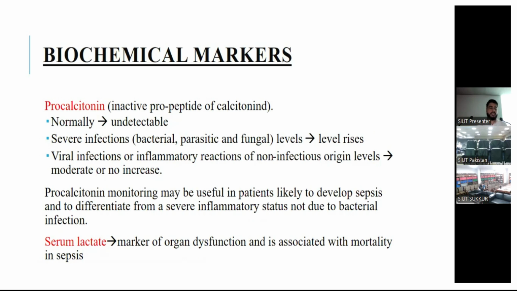Normally, procalcitonin is not detectable, and in severe bacterial infection, its level usually rises. But in viral infection or inflammatory conditions, the procalcitonin level usually does not rise or only moderately increases. A procalcitonin level greater than 2 nanogram per ml indicates that the patient is going into sepsis. But if the level is greater than 10 nanogram, then it is an indication of severe sepsis. So the higher the procalcitonin level, the higher the chances of mortality. Serum lactate is a marker of organ dysfunction and is associated with mortality in sepsis.